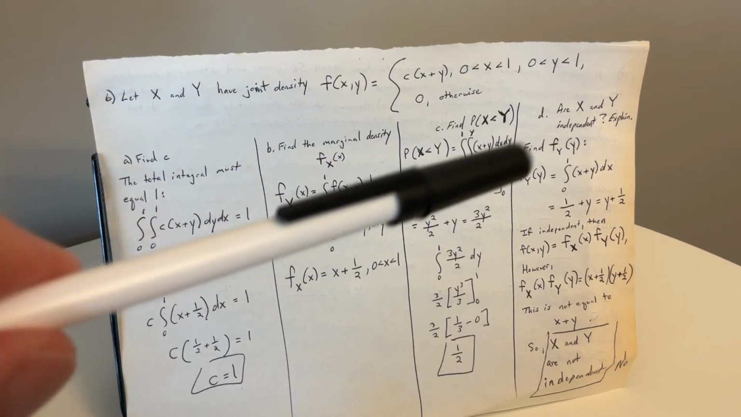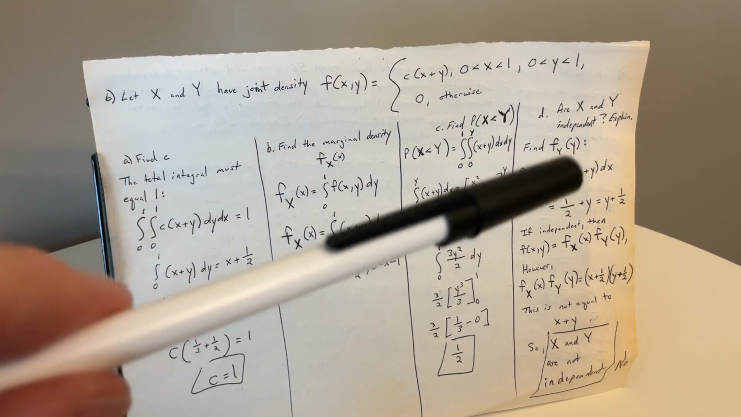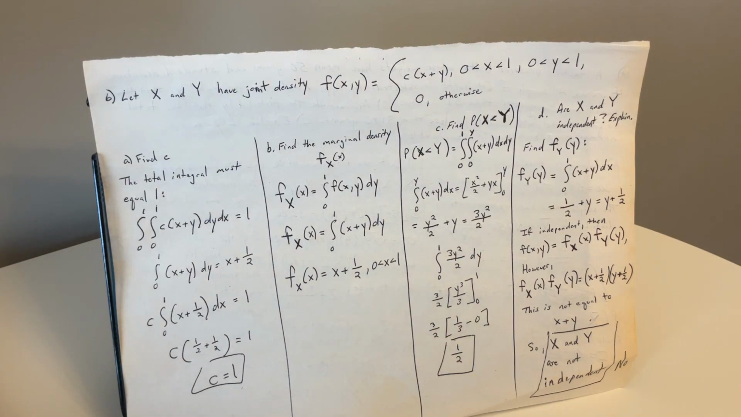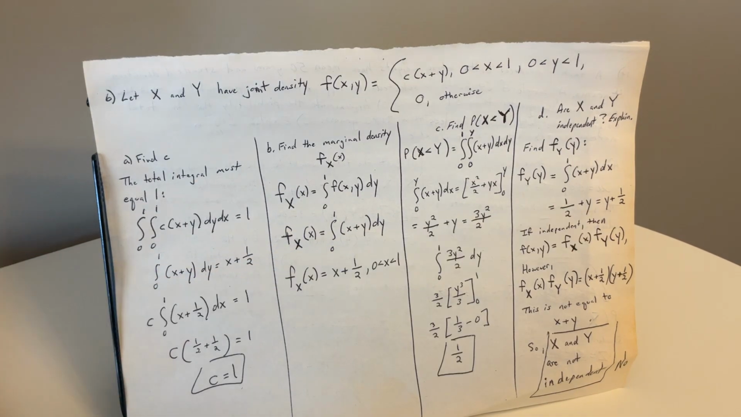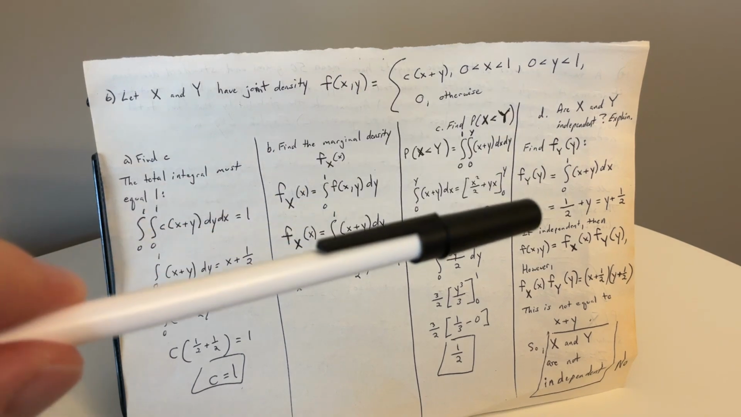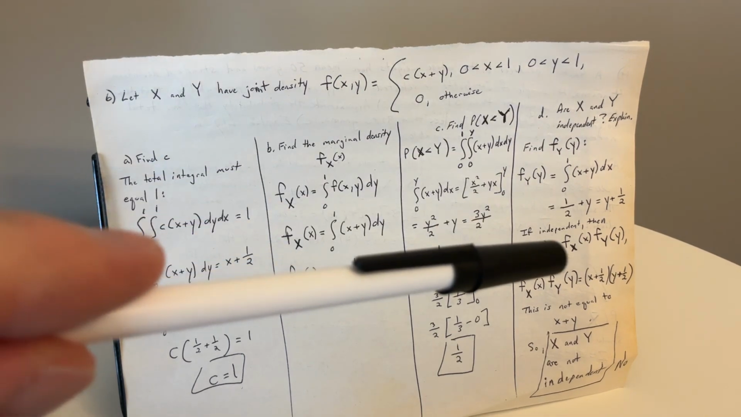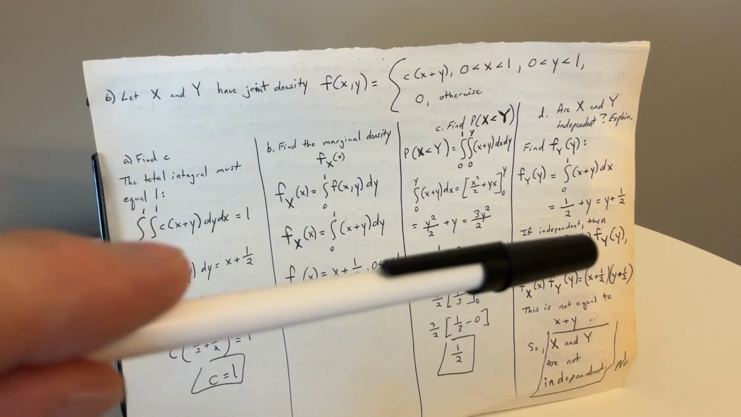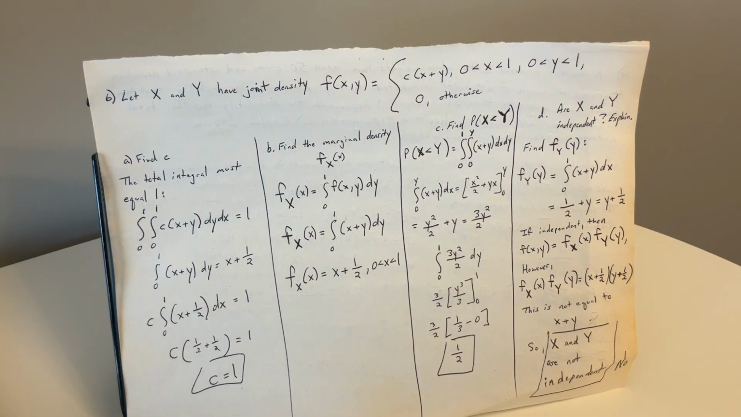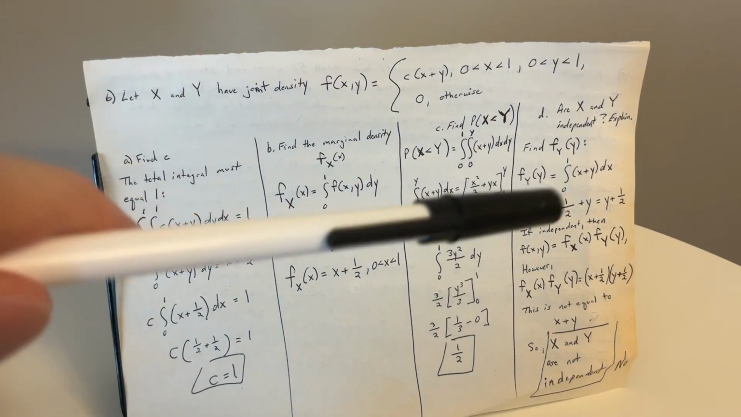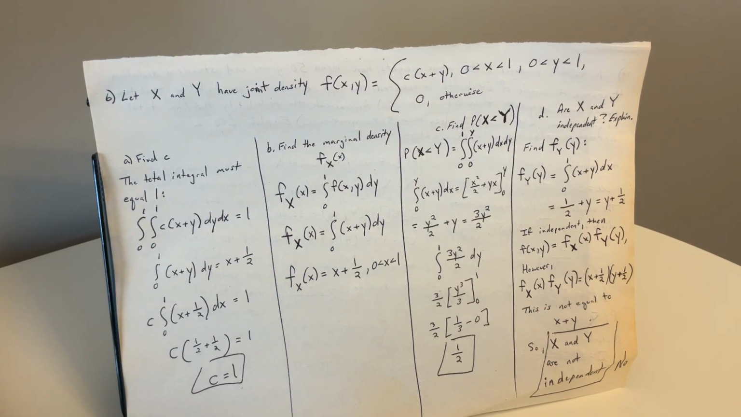For f subscript y of y, f subscript y of y equals the integral from 0 to 1 of (x plus y) dx. So with respect to x, you're going to get 1/2 plus 1 times y. That's y plus 1/2. And if they're independent, then f of x,y equals f subscript x of x times f subscript y of y. However, that product, f subscript x of x times f subscript y of y, equals x plus 1/2 times y plus 1/2.